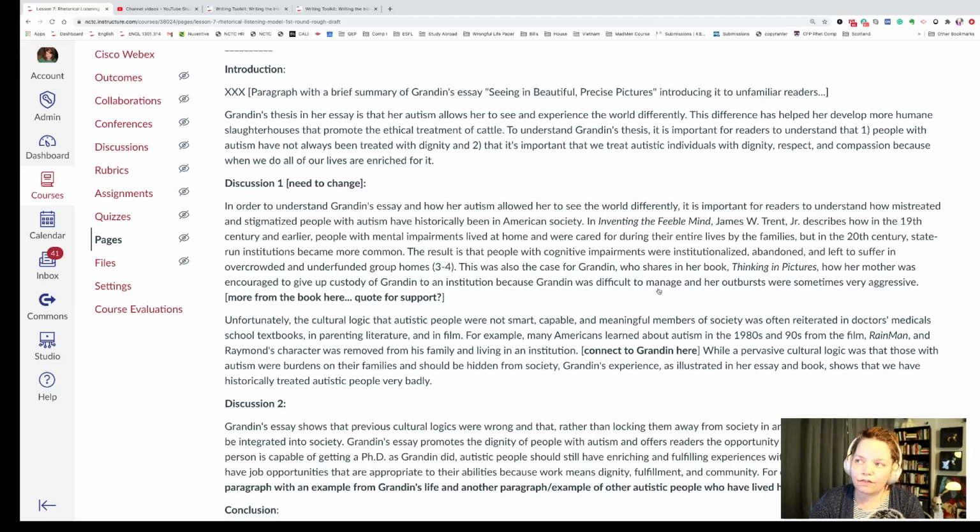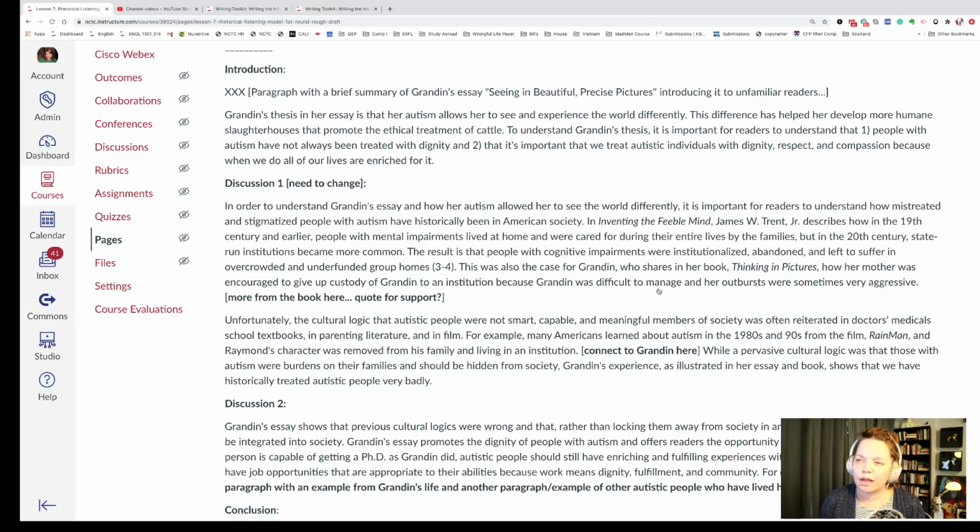In Inventing the Feeble Mind, James W. Trent Jr. describes how in the 19th century and earlier, people with mental impairments lived at home and were cared for during their entire lives by their families. But in the 20th century, state-run institutions became more common. The result is that people with cognitive impairments were institutionalized, abandoned, and left to suffer in overcrowded and underfunded group homes.